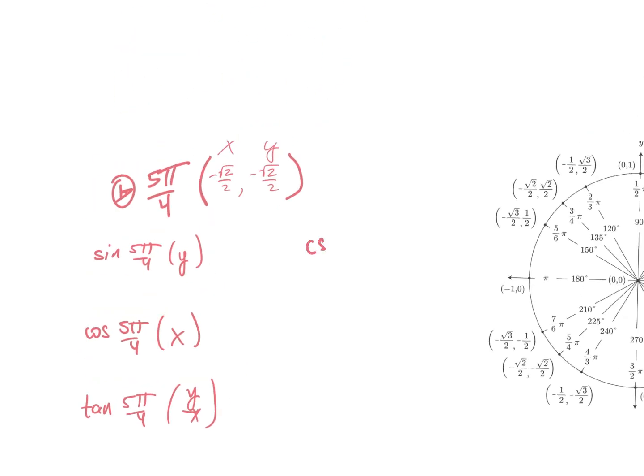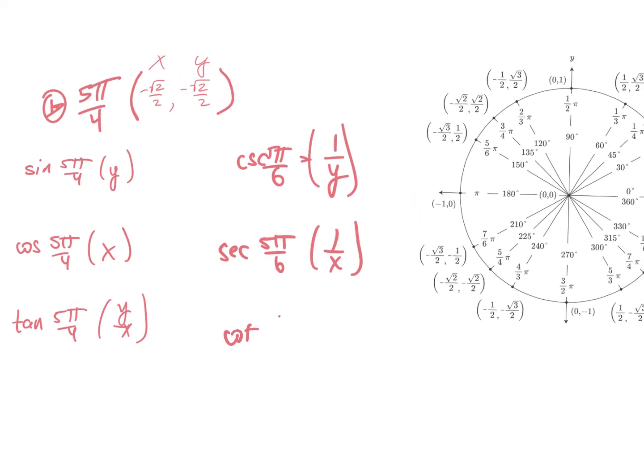Now our reciprocal functions. Sine and cosecant go together. So cosecant of 5 pi over 4 is going to be 1 over y. Your secant of 5 pi over 4 is going to be 1 over x. And then your cotangent of 5 pi over 4 is x over y.